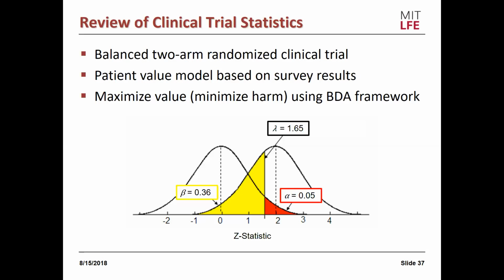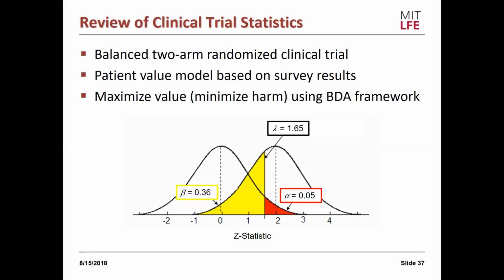On the other hand, the probability of a type 2 error, the probability of a false rejection, is given by the area in yellow, denoted by beta. And so this is also known as 1 minus the statistical power of the test.